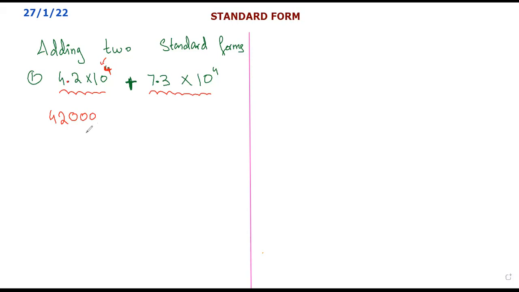Yes. Okay. And what about this number? 7.3 into 10 to the power 4. 73,000. Very good. Okay, excellent. So this would be 73,000. And now we have to add these two numbers. We need to add 73,000 and 42,000. Okay, and what do we get once we add them?